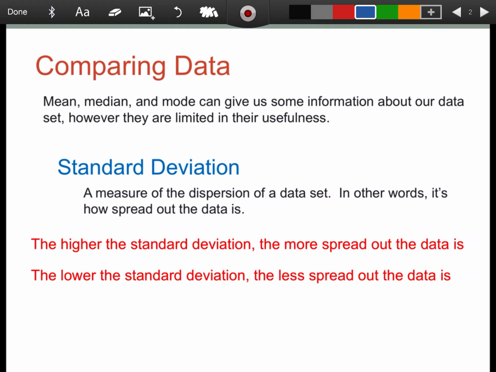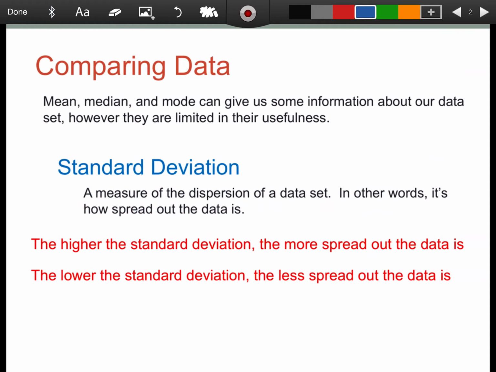So mean, median, and mode can give us some information about our data set. However, they are limited in their usefulness. The mean is the average, and that's a pretty good predictor of different data sets. The median is the middle number, a little less important, and the mode is just the number that happens the most, which, if I have 100 numbers in my data set and I know that 36 happened 3 times, doesn't tell me anything about the other 97 values in the data set. It just describes the value that happened the most. So there are some limits to mean, median, and mode.